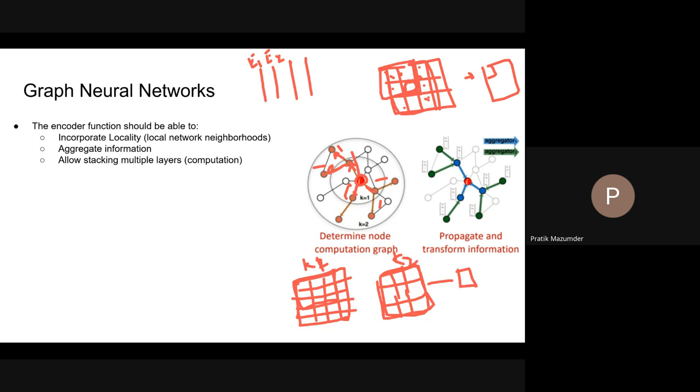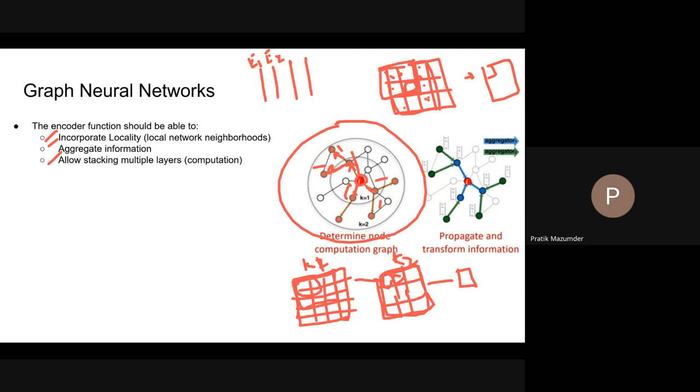And when I'm applying the second convolution, you're not only applying the filter on these positions, you're also applying it indirectly to the neighbors of these positions as well. So the more layers you add, the more neighborhood pixels, or in this case neighborhood nodes, you will be encompassing. So you want your encoder function to consider your local neighborhood and get information from it, and also allow stacking of multiple layers, so that you can move from a local setup to maybe a global setup, and collect information from a local level to also a global level.